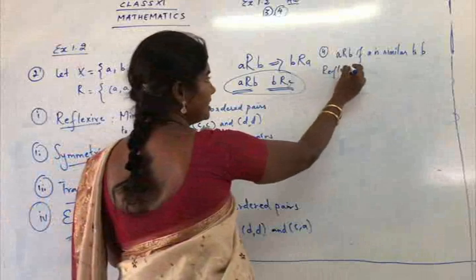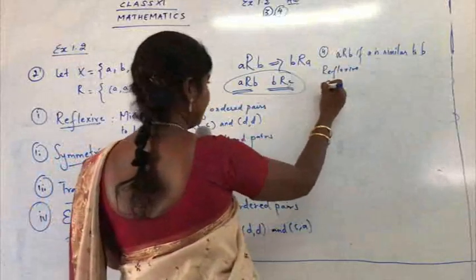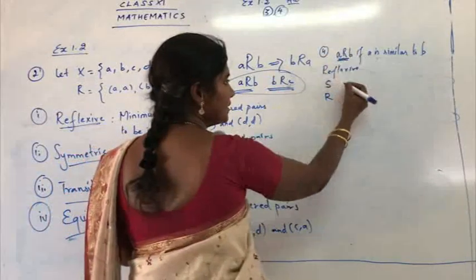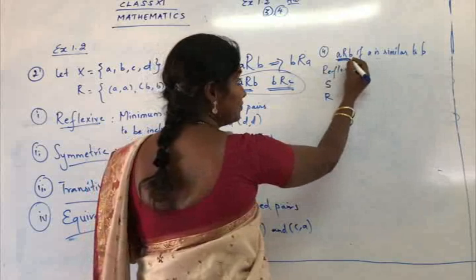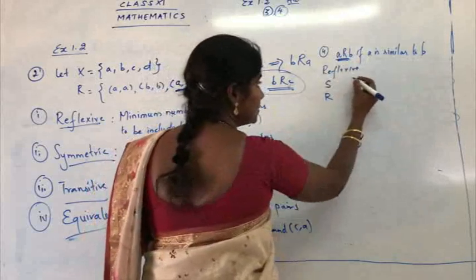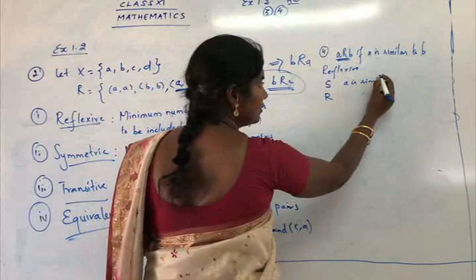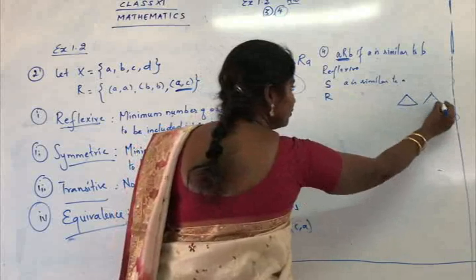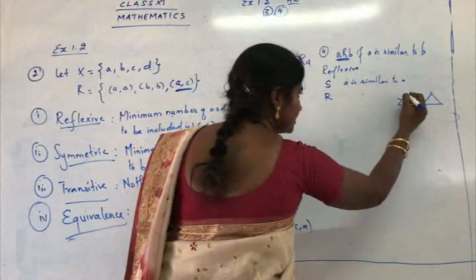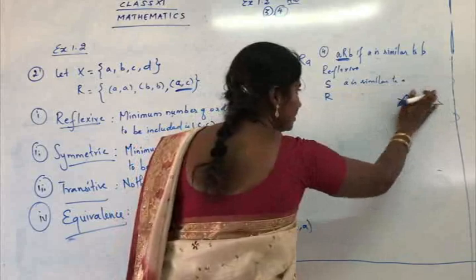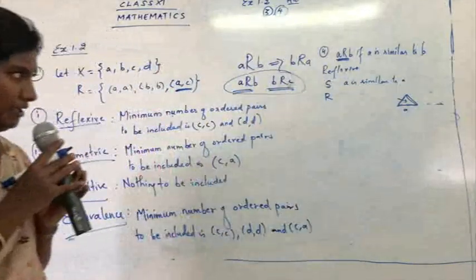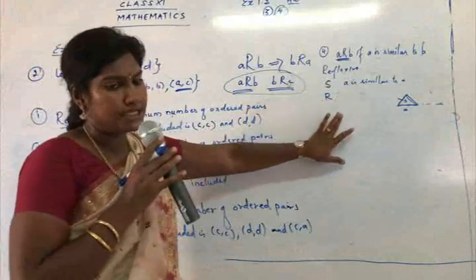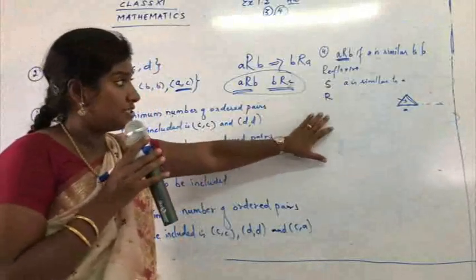For reflexive, what will you write here? Statement and relation. The given relation is A related to B if A is similar to B, but here you have to write the statement: A is similar to A. Of course, if I have a triangle A, it is going to be the same. This one triangle will be the same as that triangle. So we can say A is similar to A. So what will be the relation? A is related to A. So we can say that the relation is reflexive.